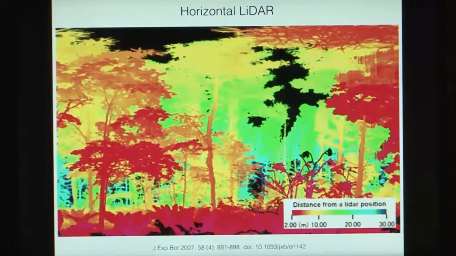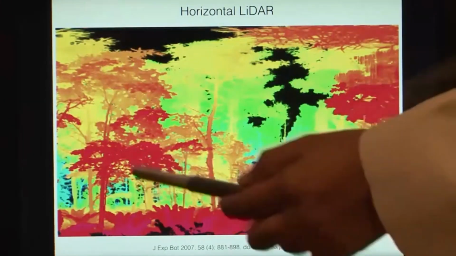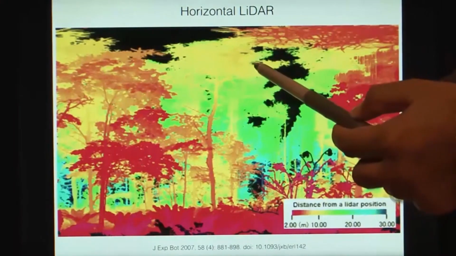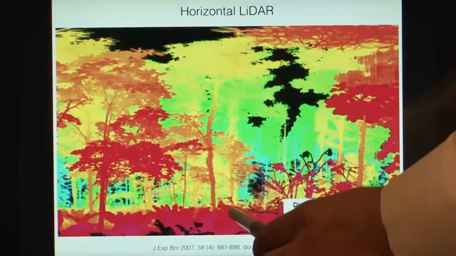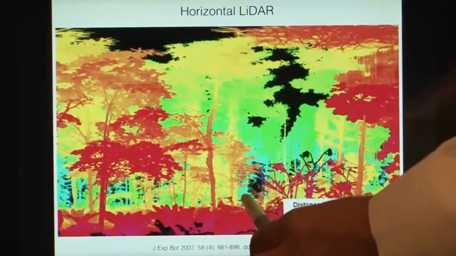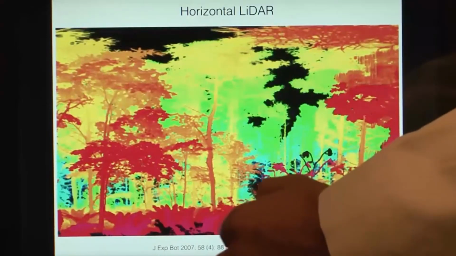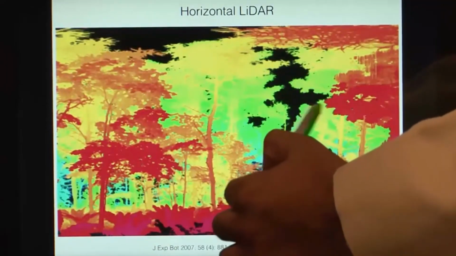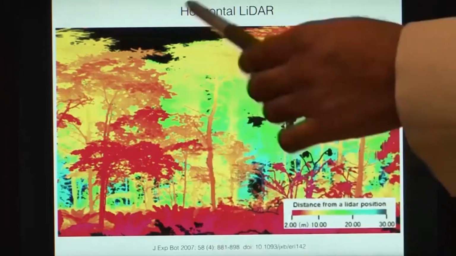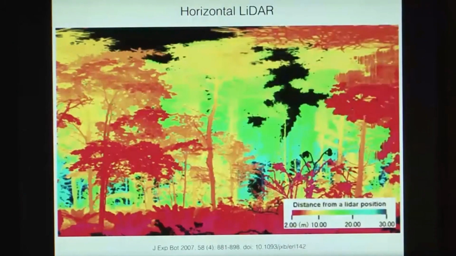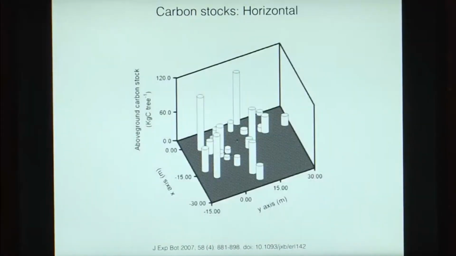In the case of this horizontal lidar, these different colors are showing the distances from the lidar. For instance, this tree is close by as compared to this tree. Here we have put our lidar out there on the ground, and that is scanning the whole forest region, and once it has scanned the whole region, it will give you this picture of the forest. We can also use that to measure the carbon stocks.